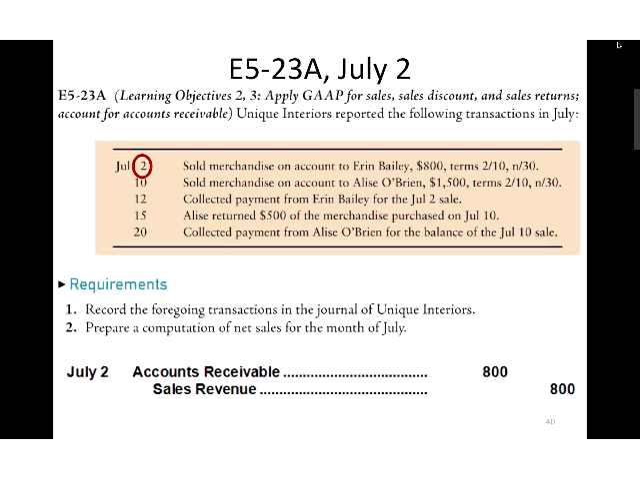If we have a sale on account, we will debit accounts receivable and credit sales revenue. That is the journal entry. That should be on your sheet.